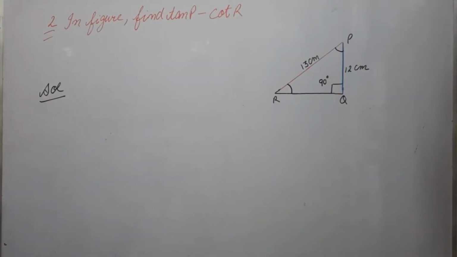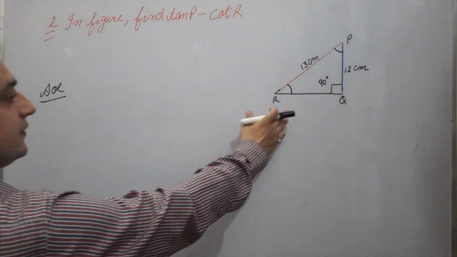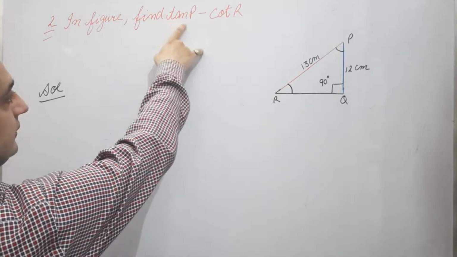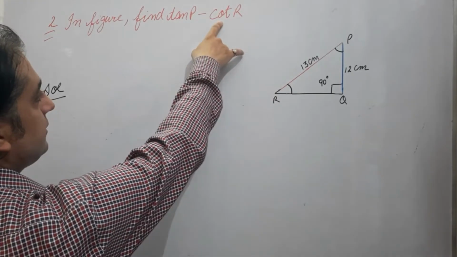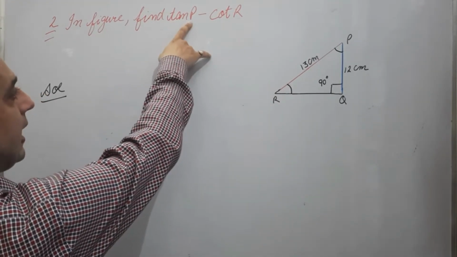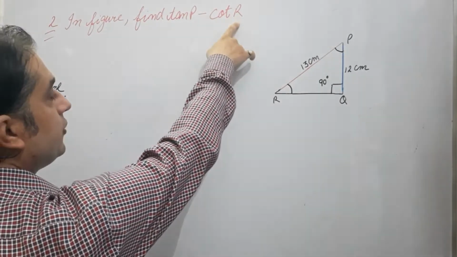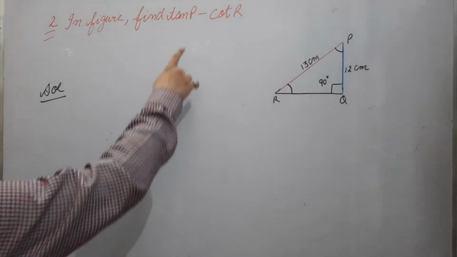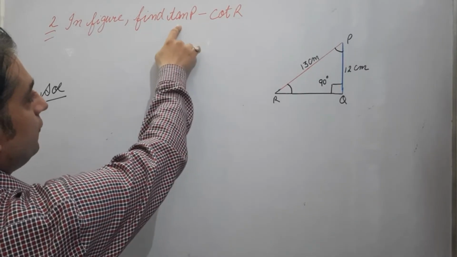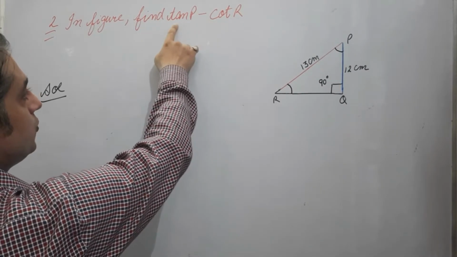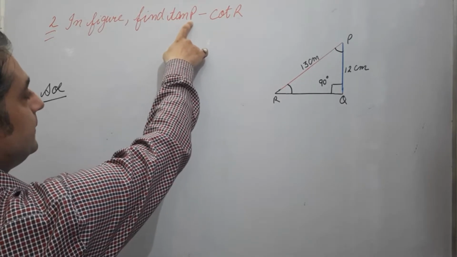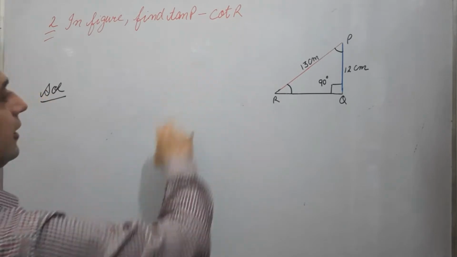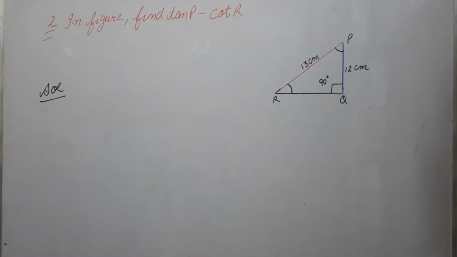So in the second question, the figure is given, that is a right angle triangle, and we have to find tangent P minus cotangent R. The tangent of acute angle P minus cotangent of acute angle R means the difference of two T ratios for two different angles. One is tangent P for angle P and the other is cotangent R for angle R. So we have to take the difference, right?